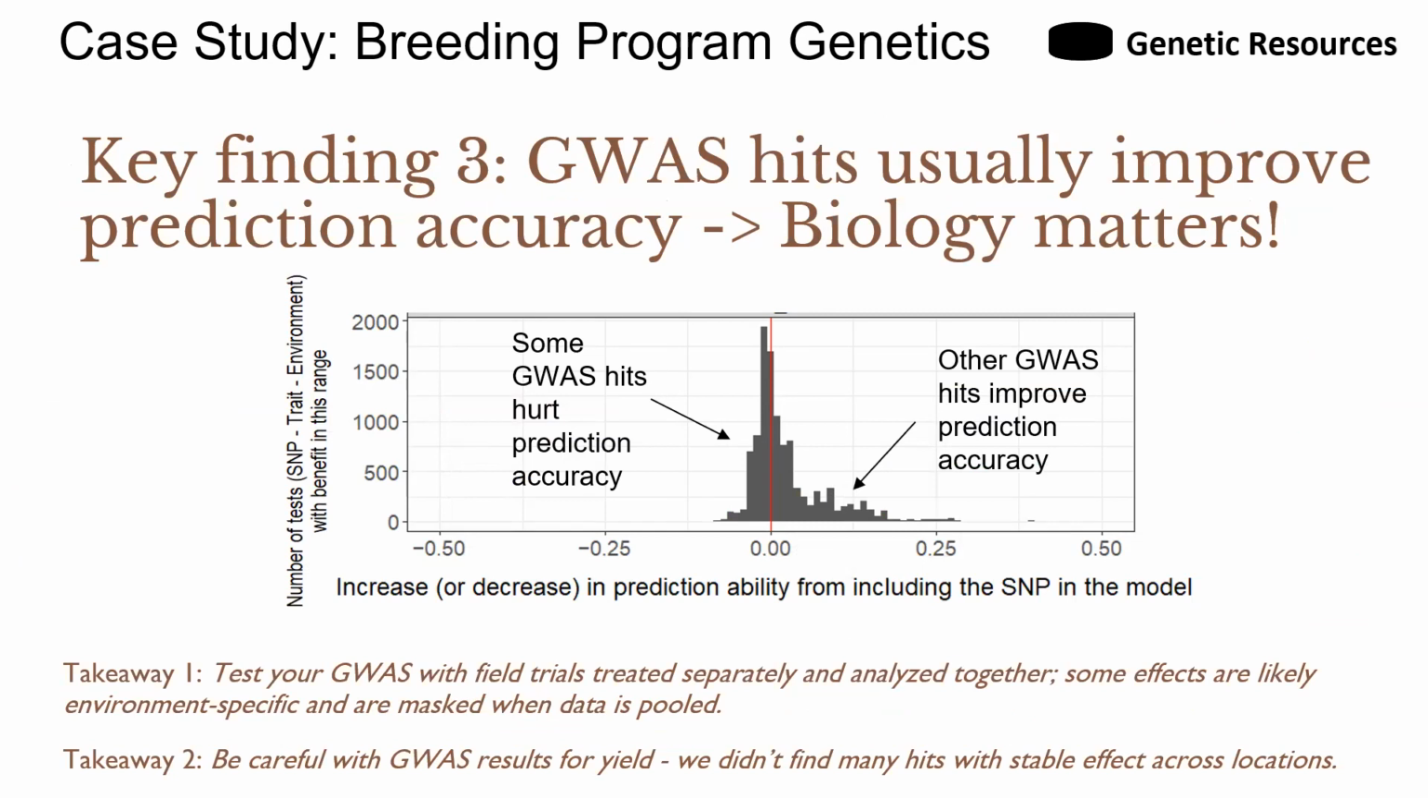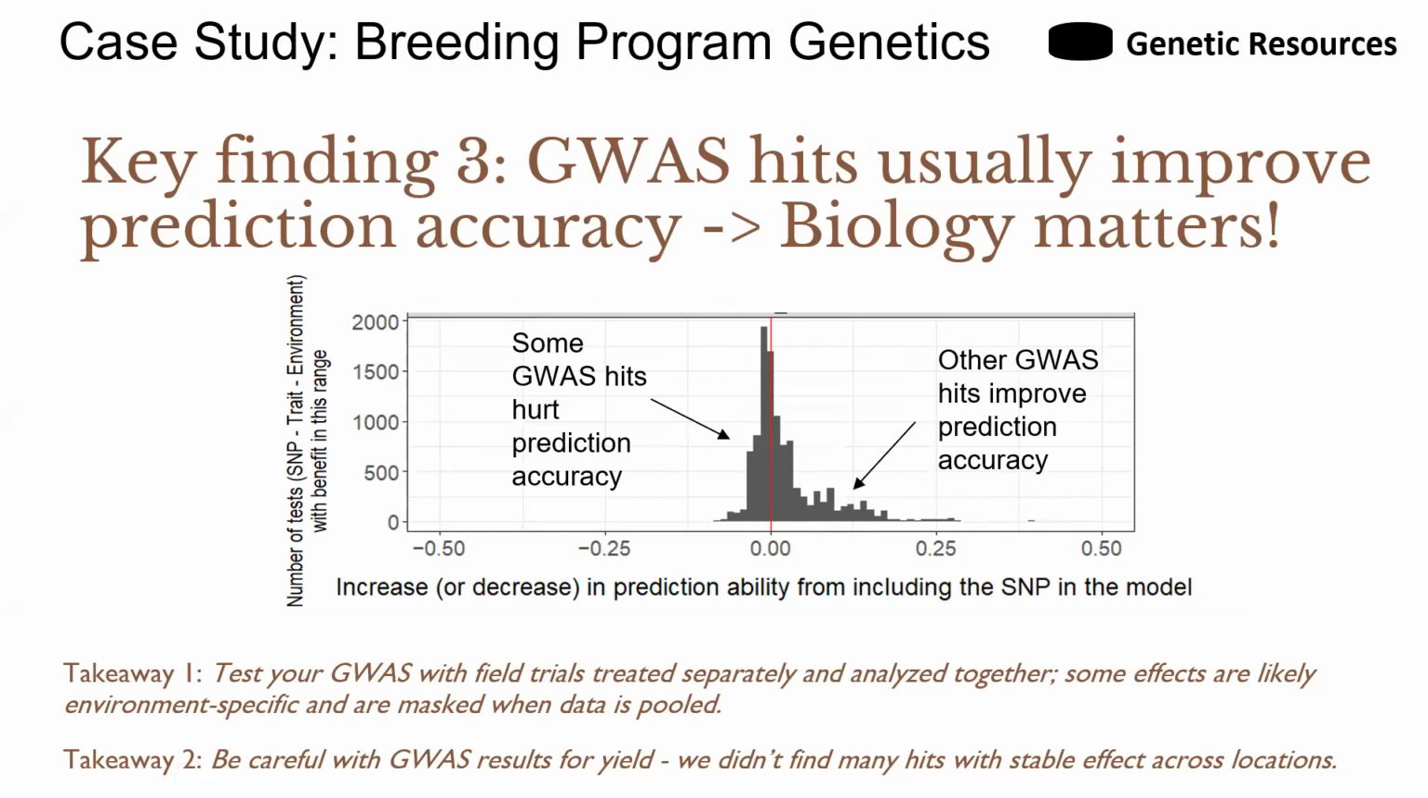So you can see that there are some SNPs that have a negative effect on prediction accuracy, but overall, a lot of the SNPs actually greatly increase prediction accuracy. So you can see the tail of this plot. There are a number of SNPs that very greatly affect your ability on increasing the prediction accuracy.